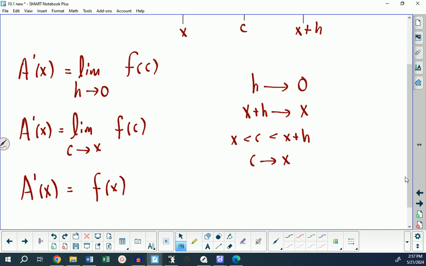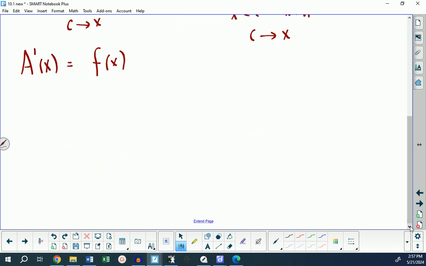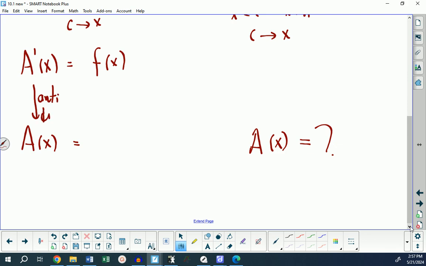Now, the only issue is the problem was this, wasn't it? Well, how can I change A prime of x to A of x? I can anti-differentiate. But that means I have to anti-differentiate the other side as well.